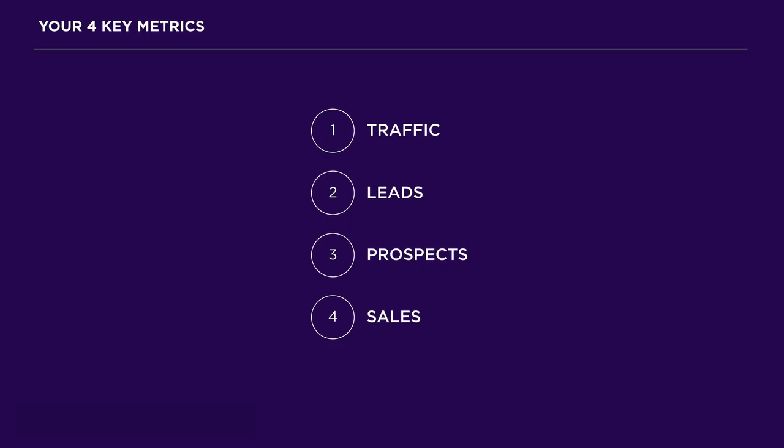Leads, which are a subset of your traffic and which are people who have visited your site and opted in for one of your lead magnets, whether that's your PDF or your webinar. Prospects, which are a subset of your leads and which are the people who schedule a sales call with you and who in doing so indicate that they're interested in what you have to offer. And sales, which are a subset of your prospects and are your actual customers. These are metrics that you should be tracking daily as you scale your business because they will tell you exactly what you need to work on to get the number of clients and to make the income that you want.